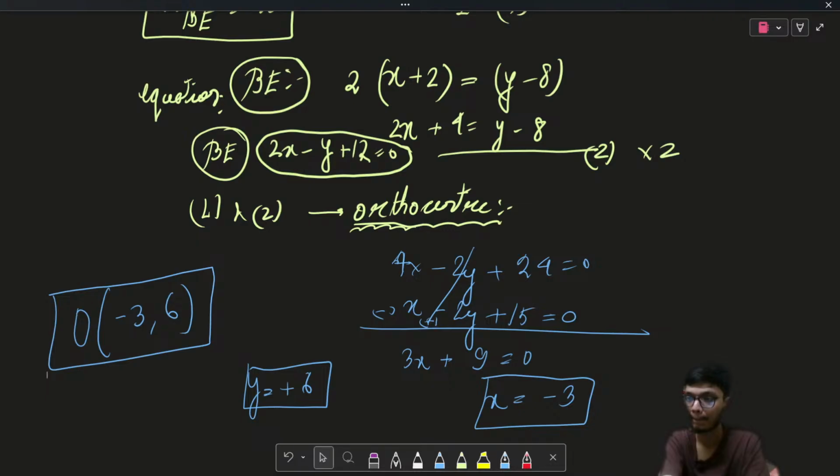Naman, Aditya, are you able to get to this answer? Vandana Tripathi, are you able to get to this answer?